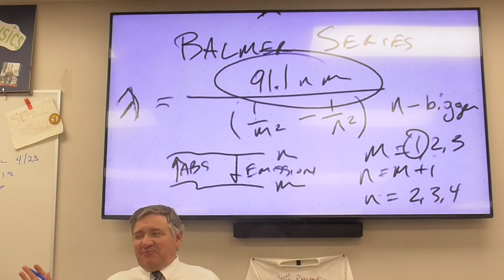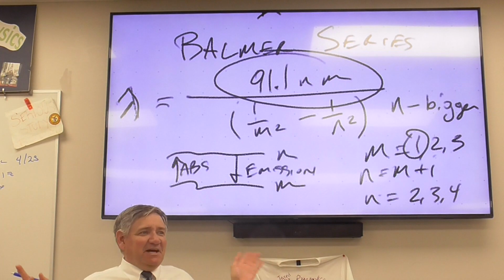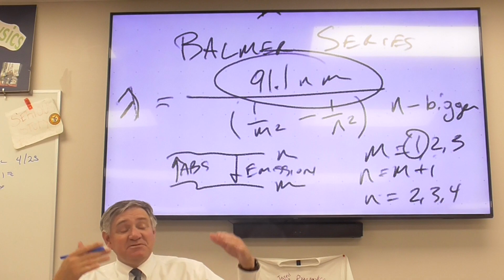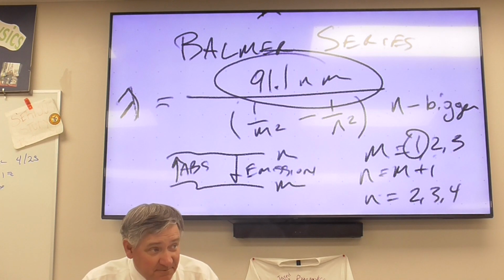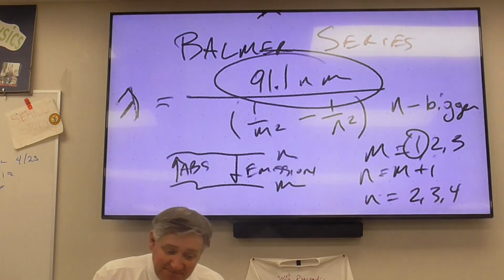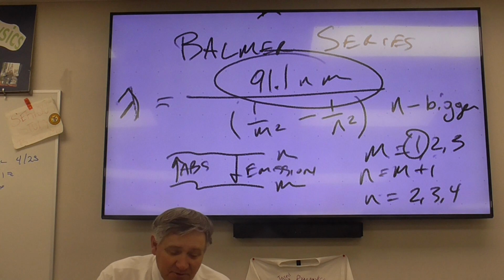They literally said, what number can we put on top? 91.1. They worked it out and said, okay, this is going to work. So this was literally trial and error. They looked at the spectral lines of hydrogen and said, what can we do?